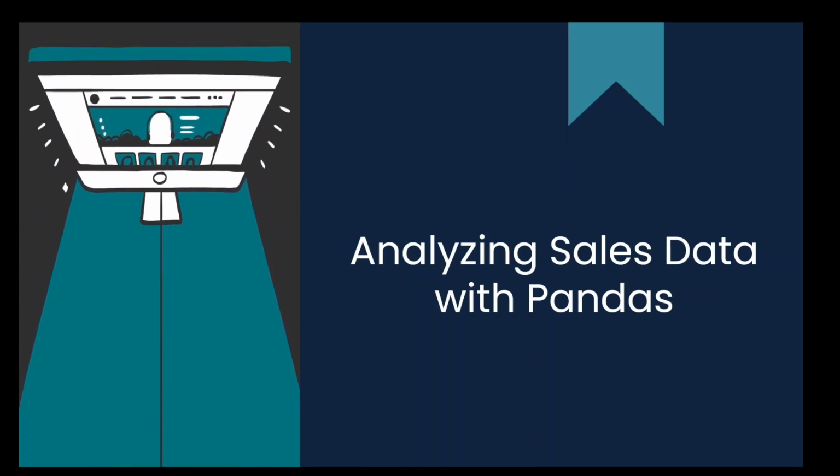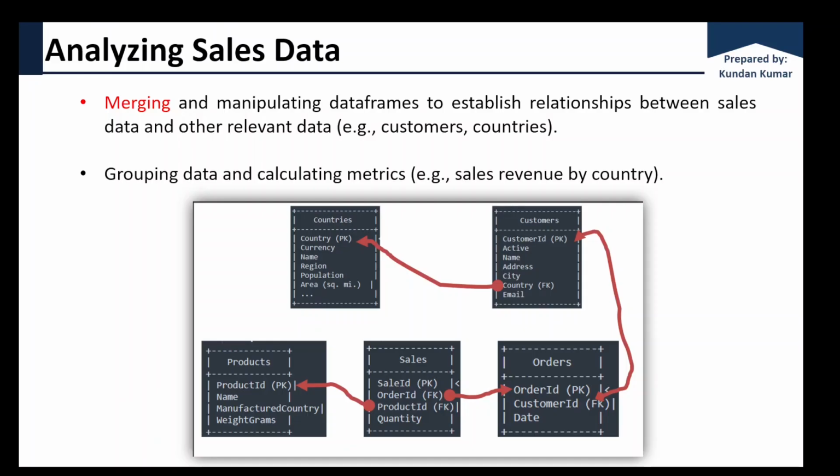We are going to analyze the sales data with Pandas. In the sales data set, we have different kinds of data. We have countries data, customer data, order data, sales data, and product data. In these pictures, I'm trying to show how they are related. You can see all this data is available in JSON data format.